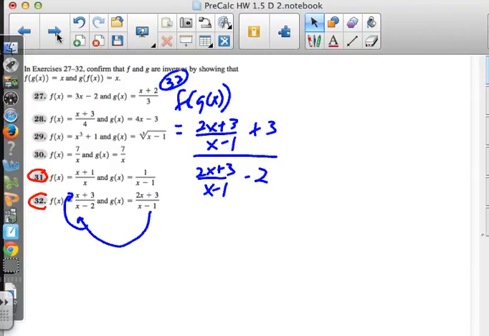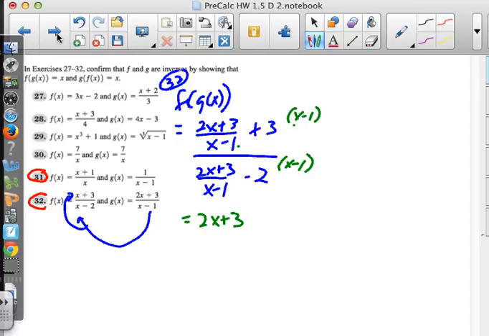And again, this is probably the easiest thing to do by multiplying by that LCD of x minus 1. Here the x minus 1's will cancel out, and we will get 2x plus 3, and then the 3 times x minus 1.